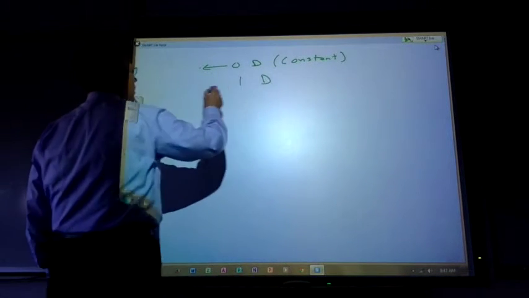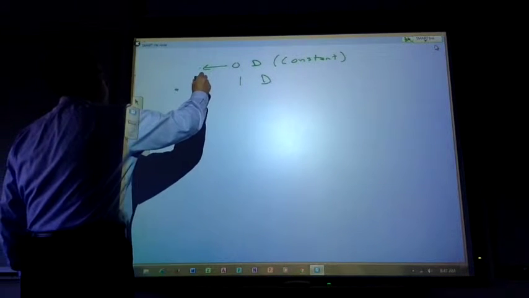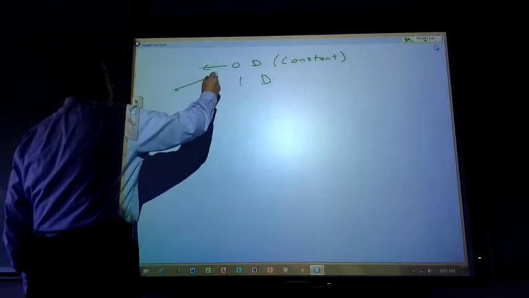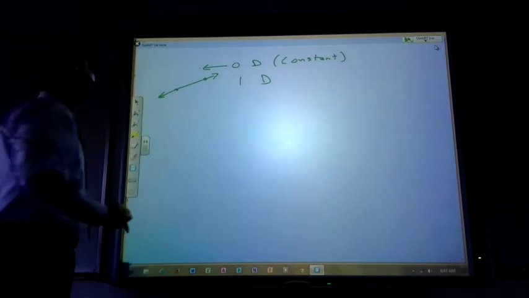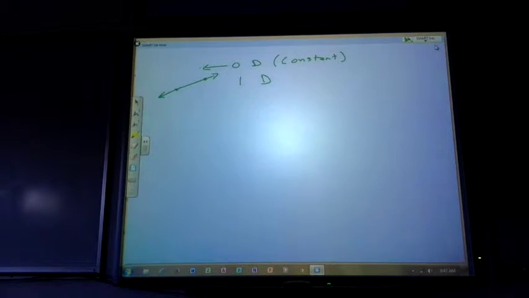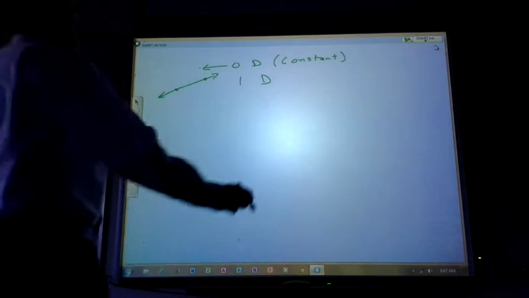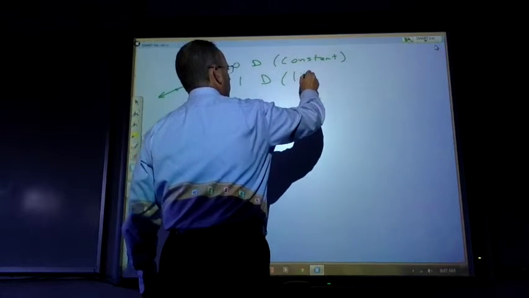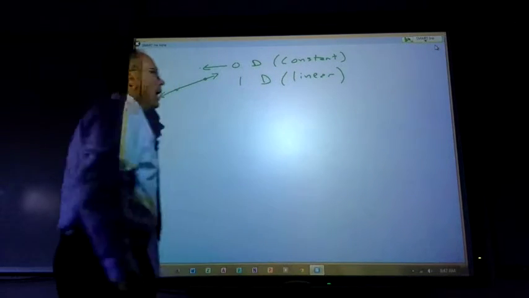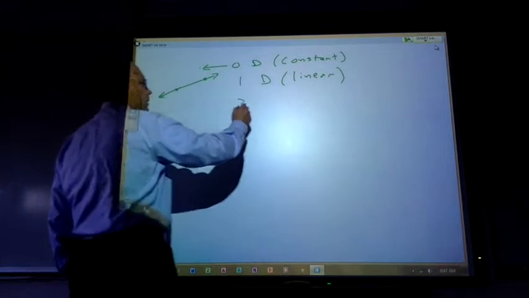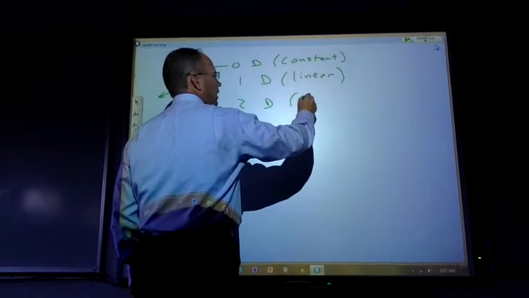1D, you have at least 2 points, and you have some line. A line you can go left, right on, up or down, front or back. That's one dimension. So this is a linear term. Okay? 2D. This is quadratic.